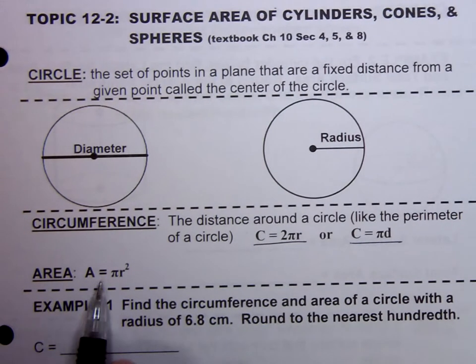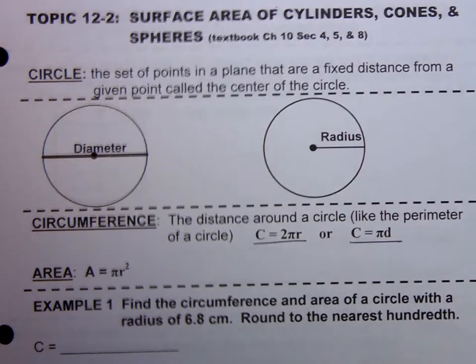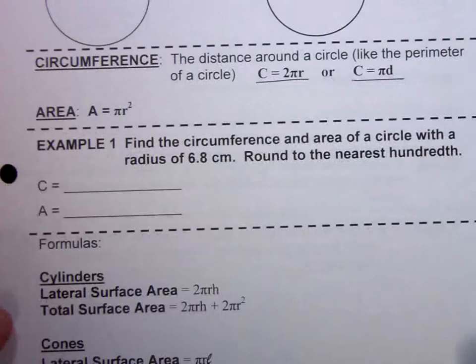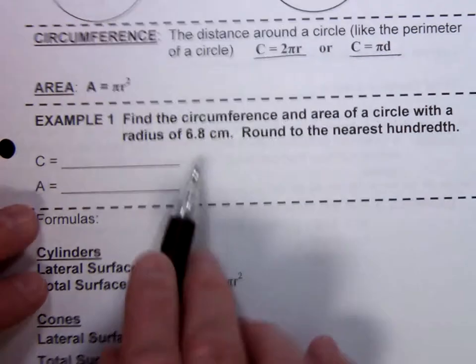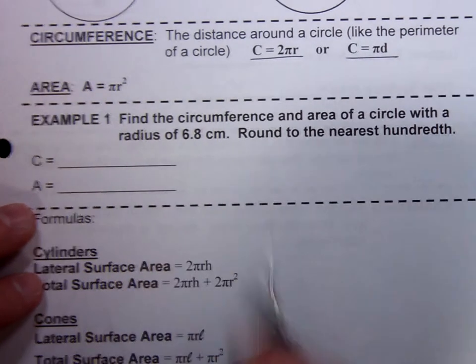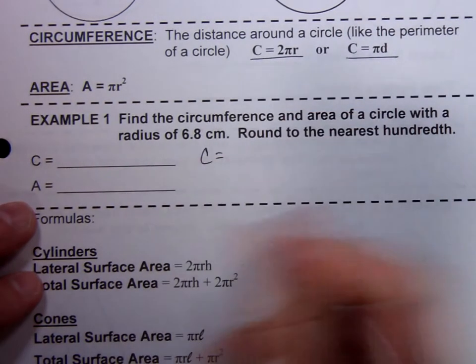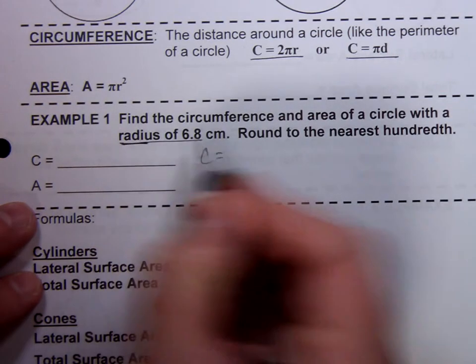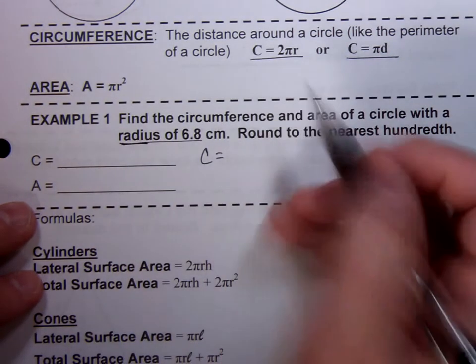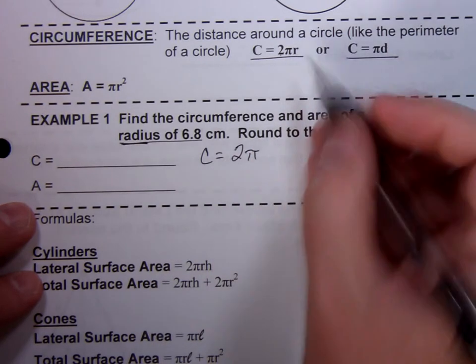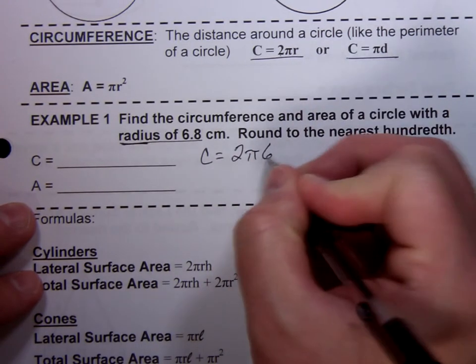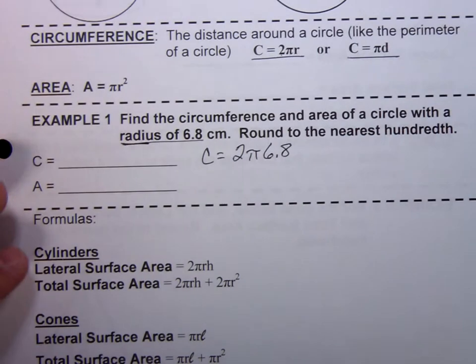Area of a circle, the formula is pi r squared. So let's look at example 1, and let's find the circumference and area of the circle with a radius of 6.8 centimeters. If I'm doing circumference, they just gave me the radius, so I'm going to use the formula that has r in it for radius. It's 2 times pi times the radius, and the radius is 6.8, plugging that in.